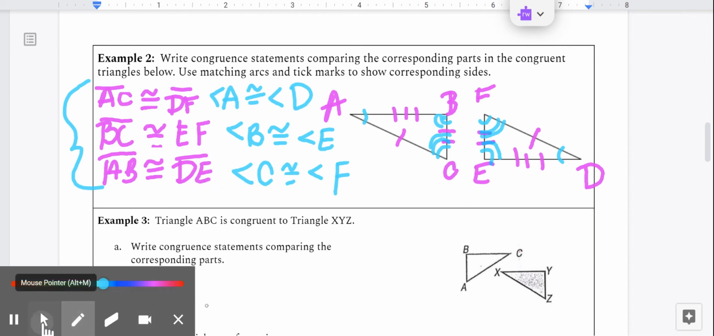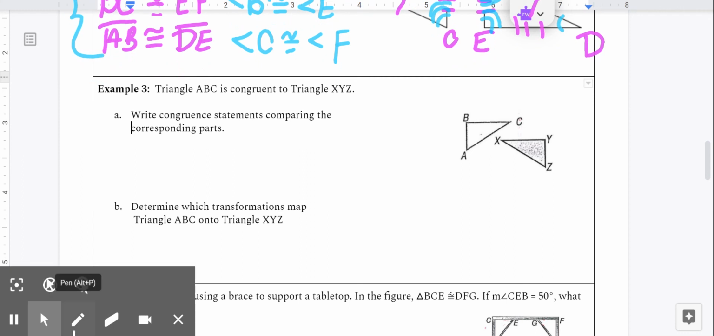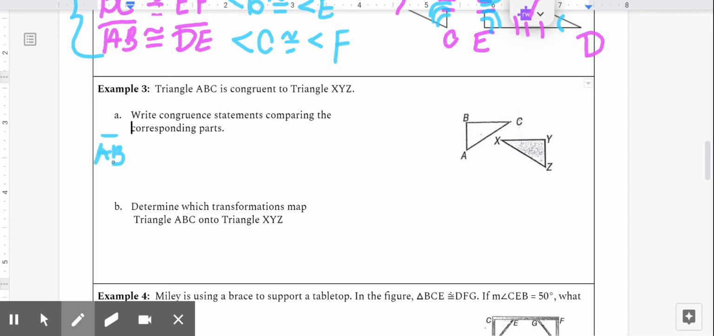All right, let's take a look at one more problem. It tells us here that triangle ABC is congruent to triangle XYZ. We're going to write congruency statements to compare the corresponding parts and determine which transformations map triangle ABC onto triangle XYZ. So again, congruency statements, that's what we just did. When we look here, if we start with our sides, we know that side AB is congruent to side YZ, right? Those are corresponding sides.